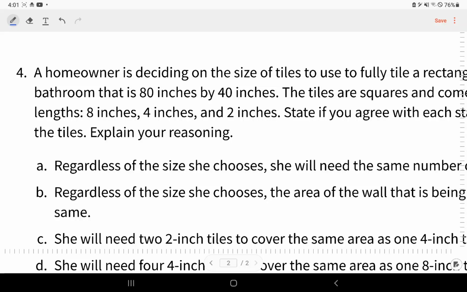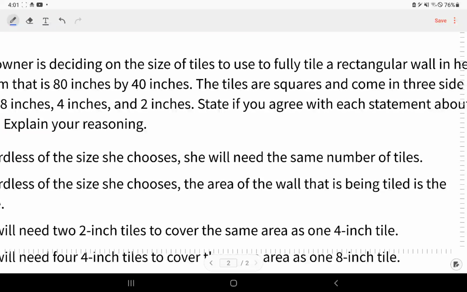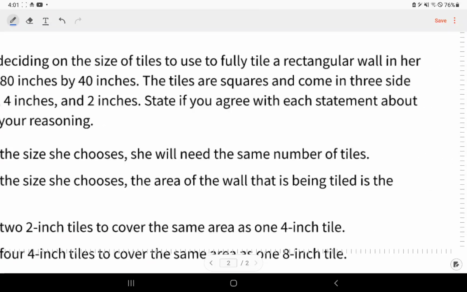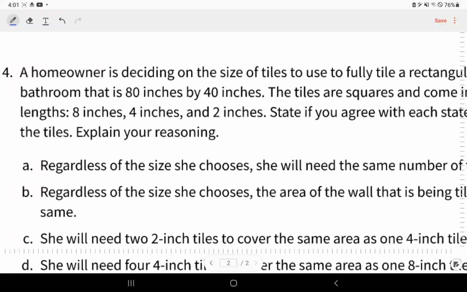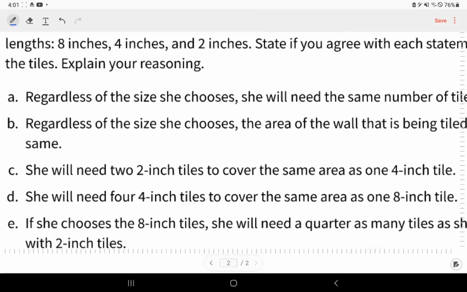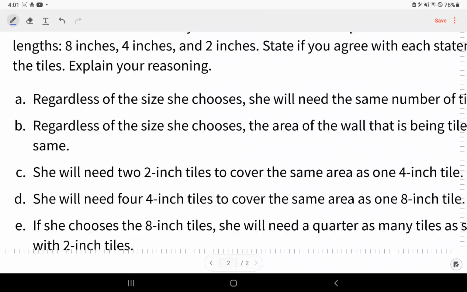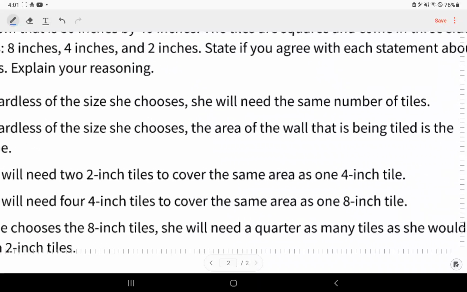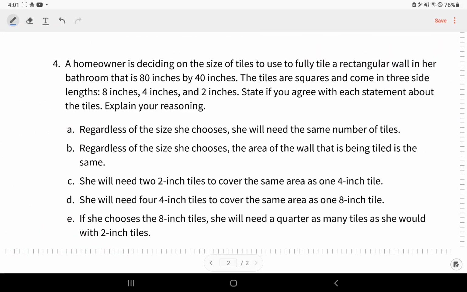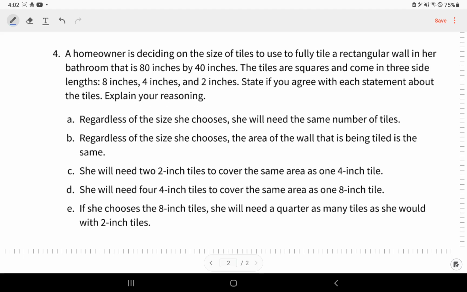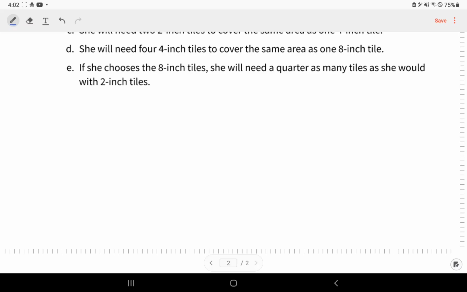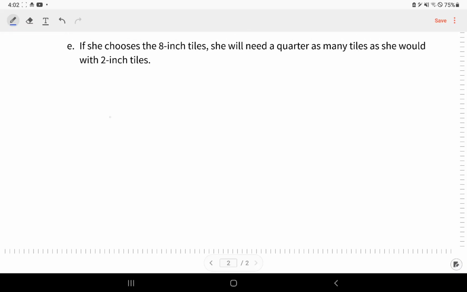So the side lengths are 8 inches, 4 inches, and 2 inches. All right, so we have to decide if we agree with each statement about the tiles and explain our reasoning. So regardless of the tile size she chooses, she will need the same number of tiles. So this means that no matter whether she chooses 8, 4, or 2, she'll need the same amount of tiles to fill this in. Okay, so for A, I would say sketch a diagram.